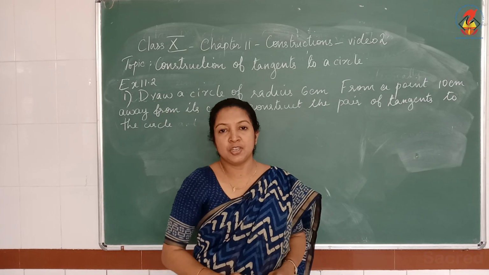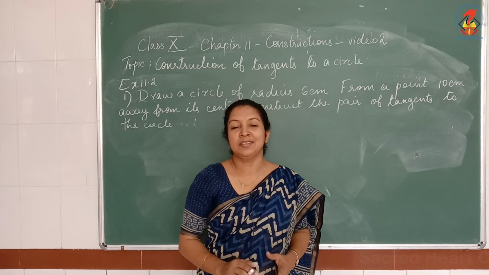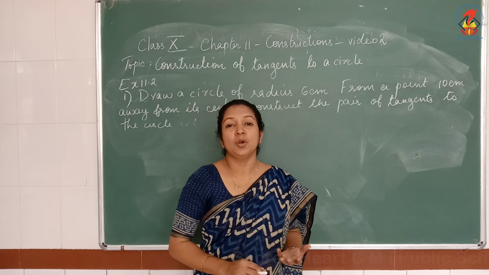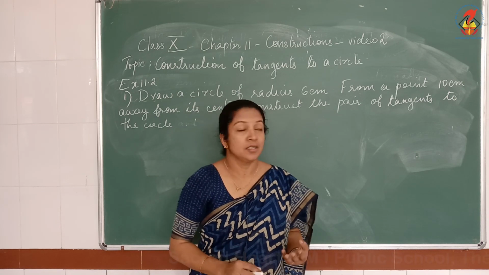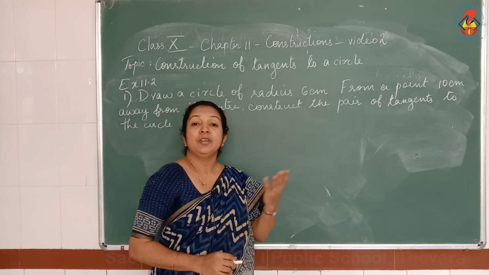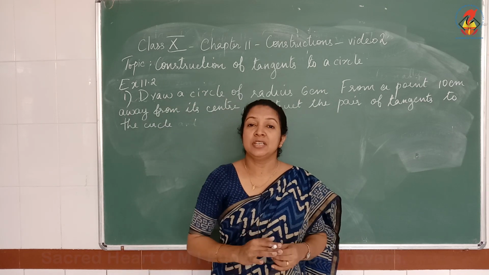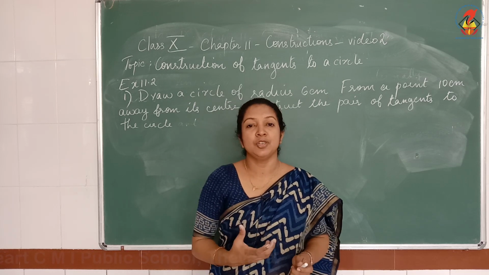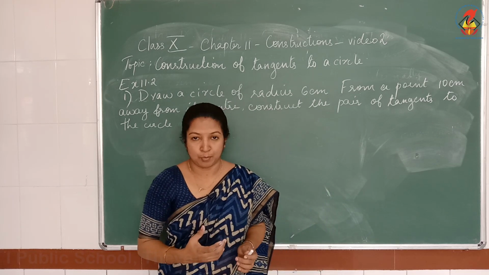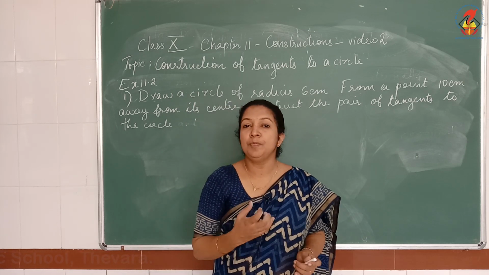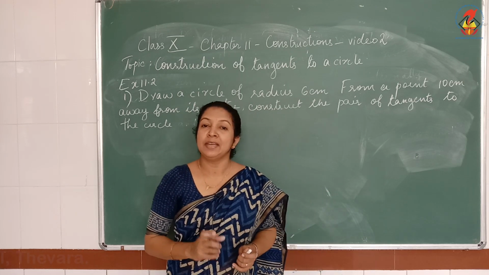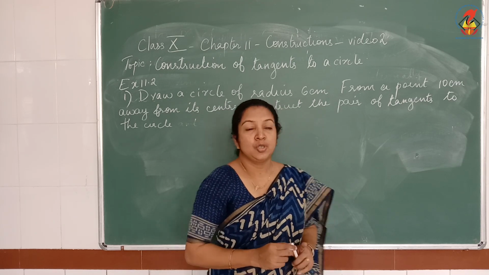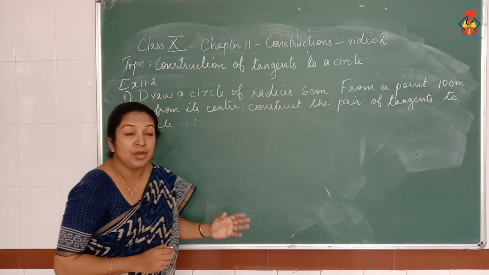Construction of tangents to a circle. What do you mean by the tangent? It's a line that touches the circle only at one point. Here, what we are going to draw is tangents from an external point. How many tangents can be drawn from an external point? Two tangents can be drawn. So, that is what we are going to do now.